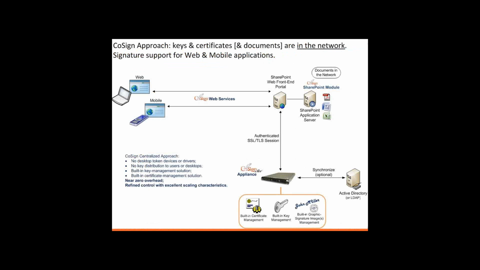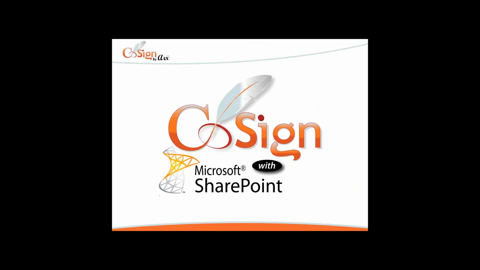Now the slide I have here gives you an overview of an architecture of how Cosign would fit into the environment. You can see there the Cosign appliance at the core at the bottom, and the integration with Active Directory, connectivity to your SharePoint web front-end portal, as well as your SharePoint application server, and the ability to support web and mobile signing without any desktop software that needs to be deployed, and built-in key management and certificate management within that appliance. And that's really the Cosign for SharePoint solution.